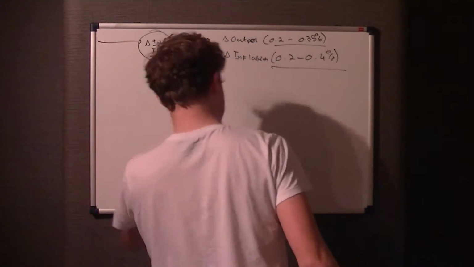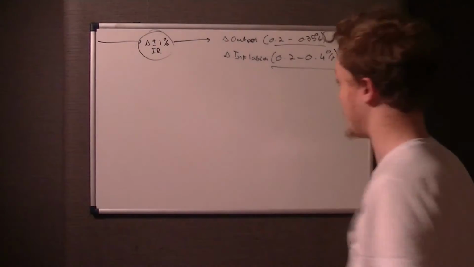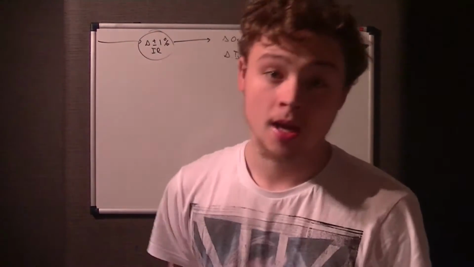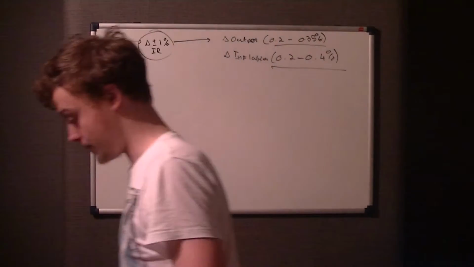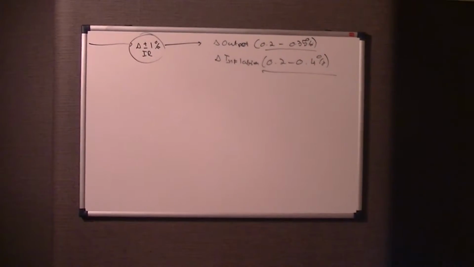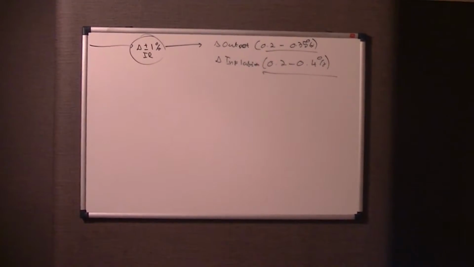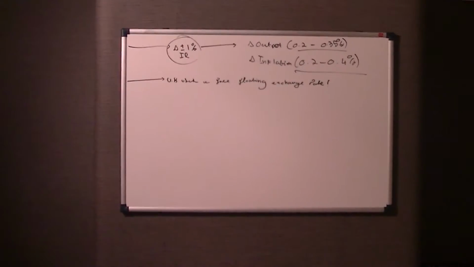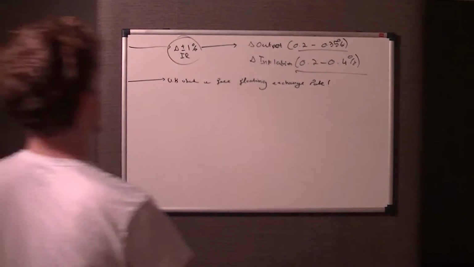Now, it's the accelerator effect that we looked at when we were doing economic growth, which suggested that an increase in the interest rate is determined by the rate of increase in GDP. If you don't get what I mean by that, please do go and check out the economic growth video. I've written on the board there that the UK uses a free floating exchange rate.